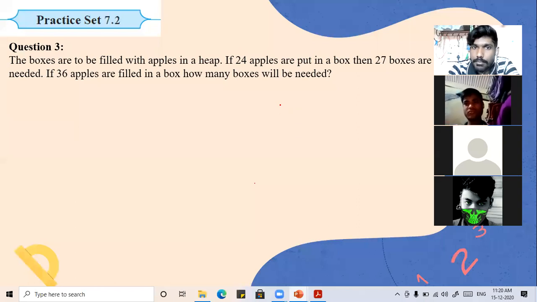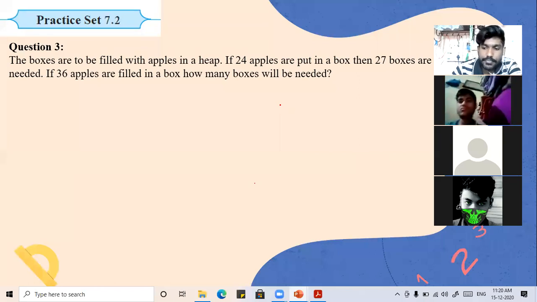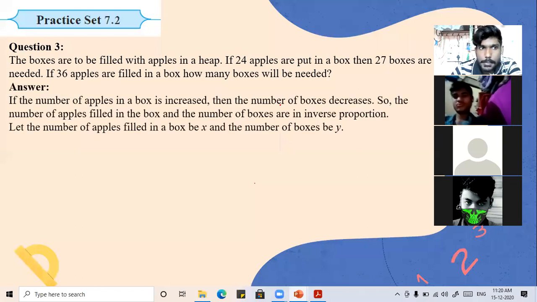If 24 apples are put in one box, then 27 boxes are needed. Okay, if you put 24 apples in one box, then we need 27 such boxes. If 36 apples are filled in a box, then how many boxes will be needed? Now the question is asking, if we put 36 apples in one box, then how many such boxes will I need? So let us start with the solution.